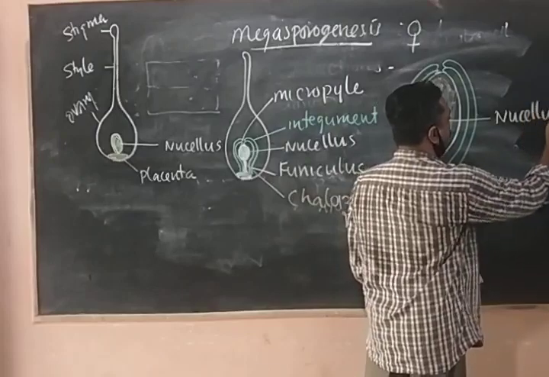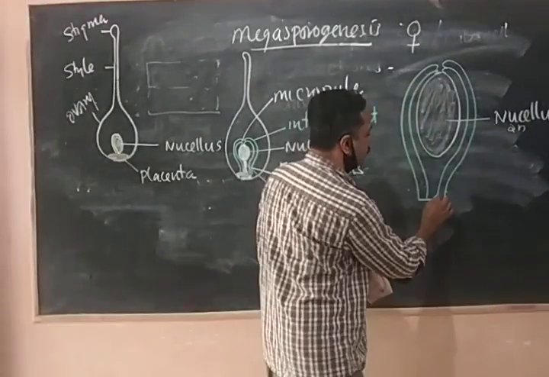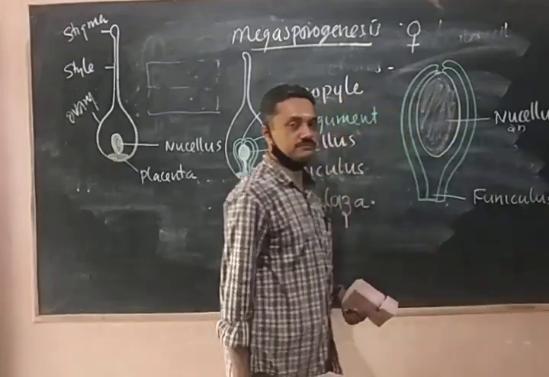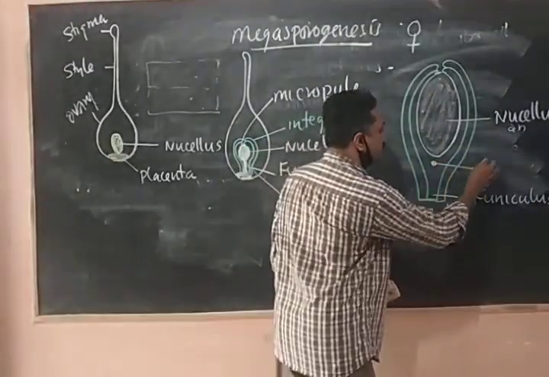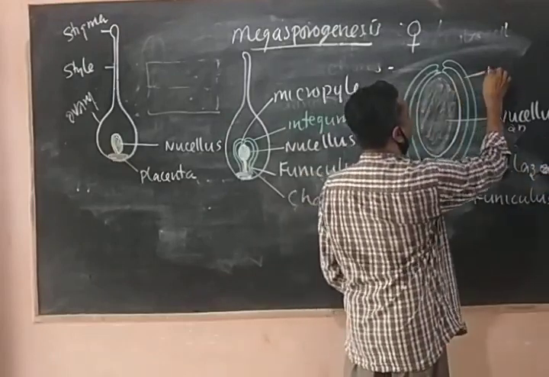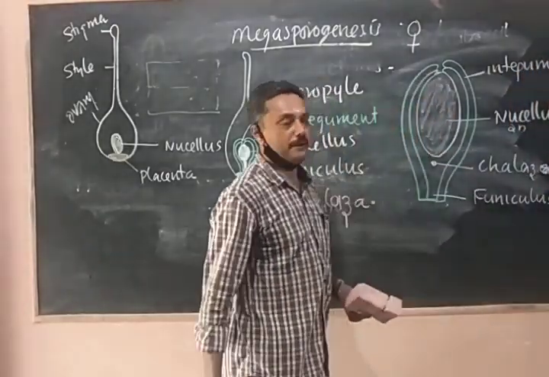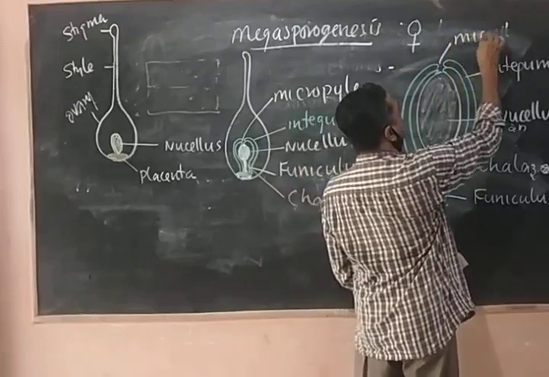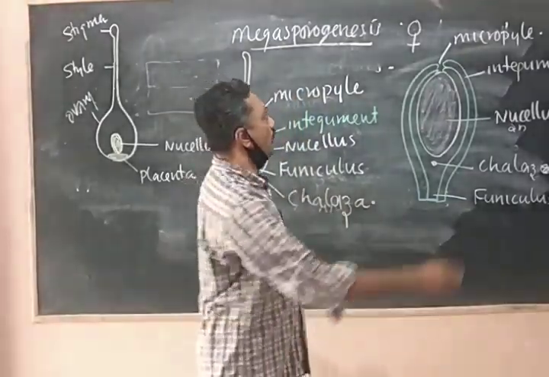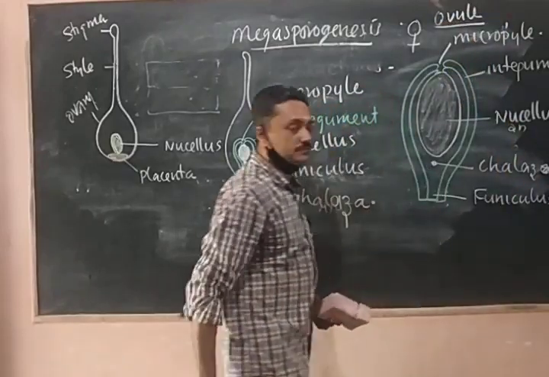This tissue is called the nucellus; the nucellus is diploid. This stalk is called the funiculus. This joint is called the chalaza. This is called the integument. And this opening is called the micropyle. So this is the structure of the ovule, the LS (longitudinal section) of the ovule.